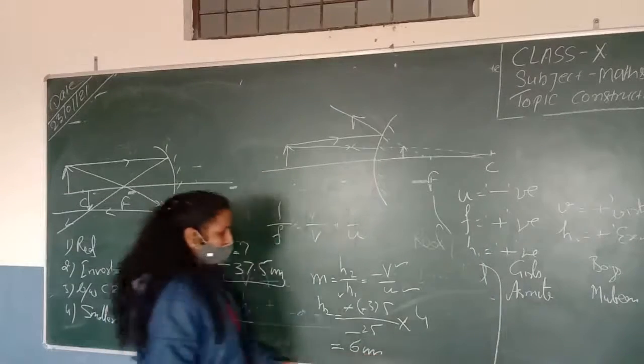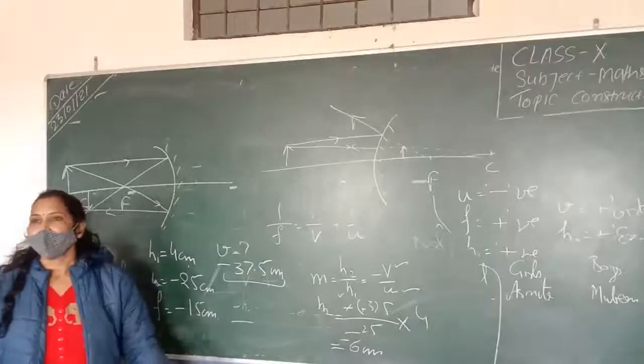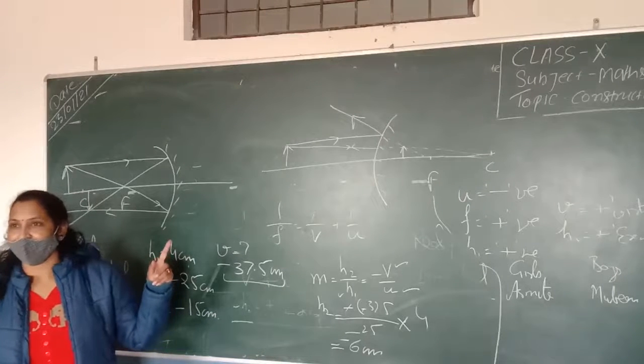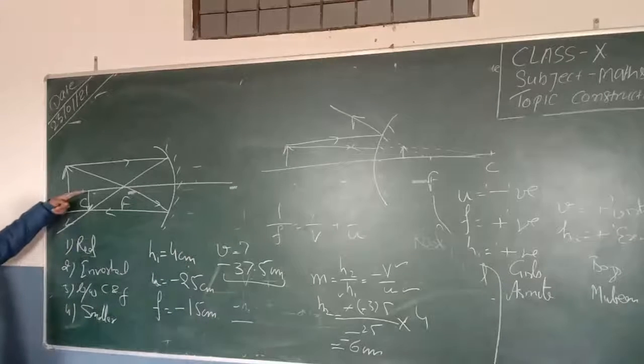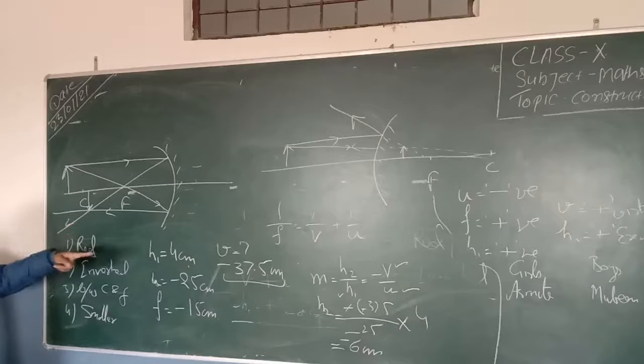What is the meaning of this minus sign for the height? Inverted. You are measuring the distance in the downward direction. So this is real and inverted. This negative sign shows that the image is inverted.